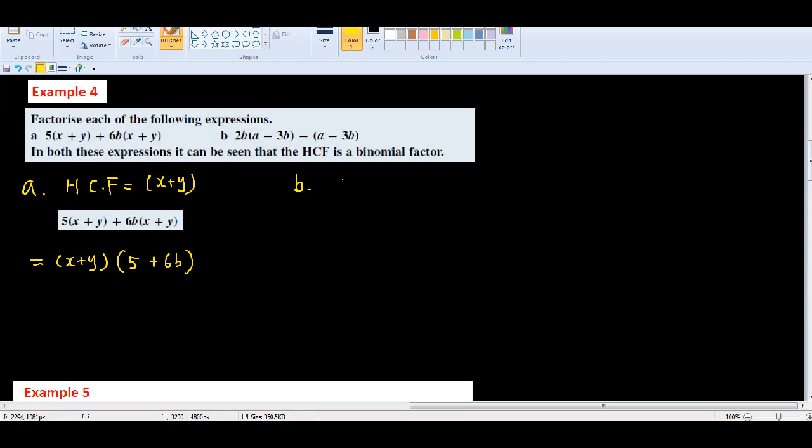Okay, for b, what's the HCF? Should be the same. Okay, 2b, no. So here's a b. How about, you might think, here's a b, how about here's a b? They're not the same, because the first b is a factor, but the b in the 3b is part of the binomial in a bracket, so it's not a factor, it's just a term in the brackets, right? So the only HCF is a minus 3b.